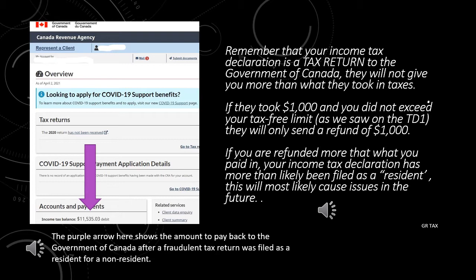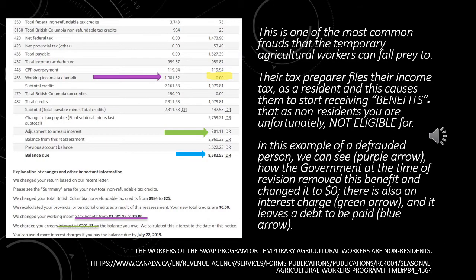The purple arrow here shows the amount to pay back to the Government of Canada after a fraudulent tax return was filed as a resident for a non-resident. This is one of the most common frauds that the temporary agricultural workers can fall prey to. Their tax preparer files their income tax as a resident, and this causes them to start receiving benefits that as a non-resident you are unfortunately not eligible for.